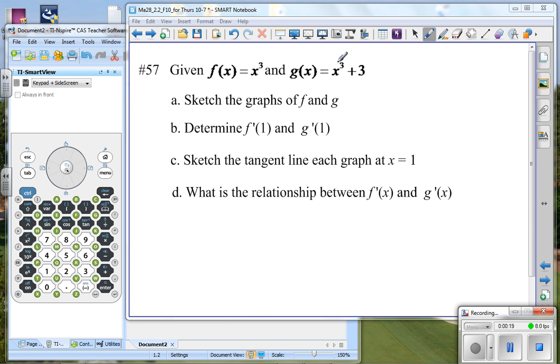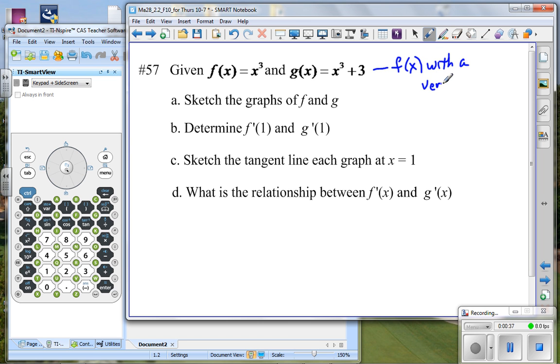Hopefully you have had practice on this, that you understand that g of x is the same as f of x, only it has a vertical translation. It's f of x with a vertical translation. Let's see if I can get that word a little better for us there. Translation, up 3 units.